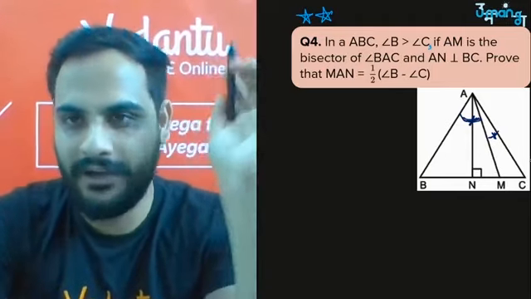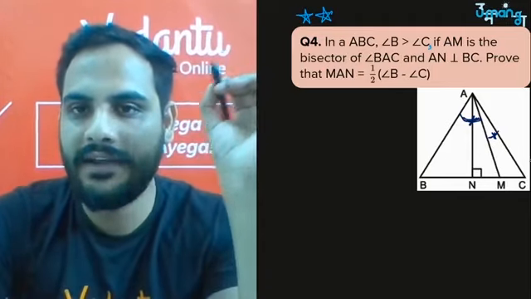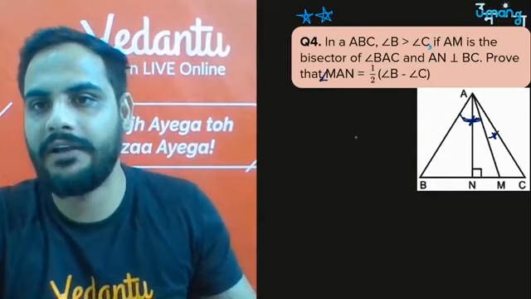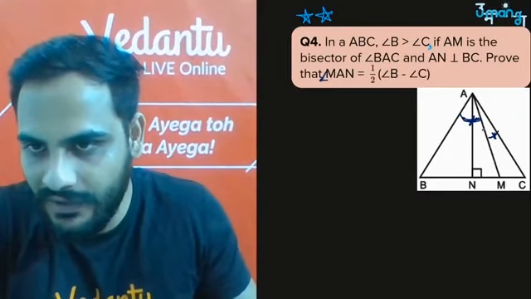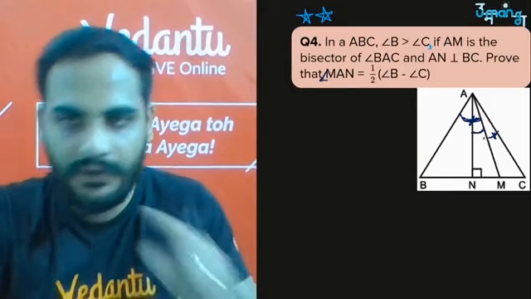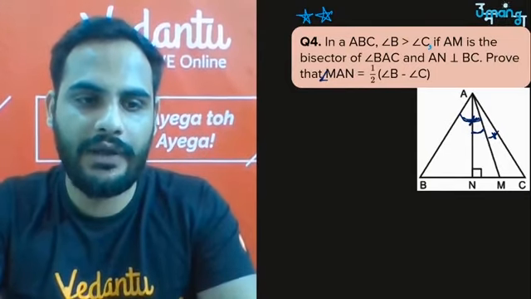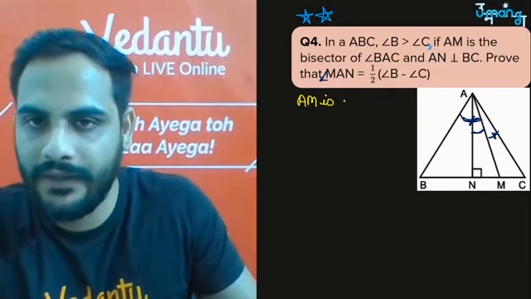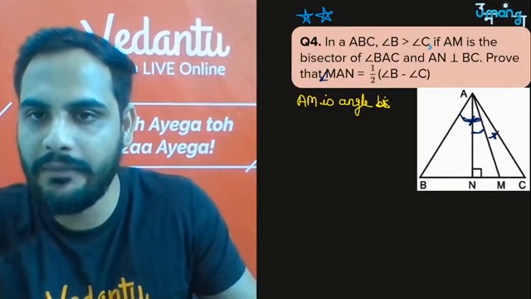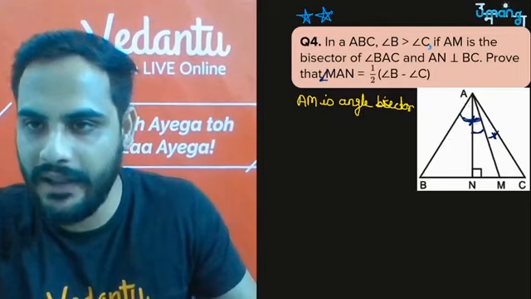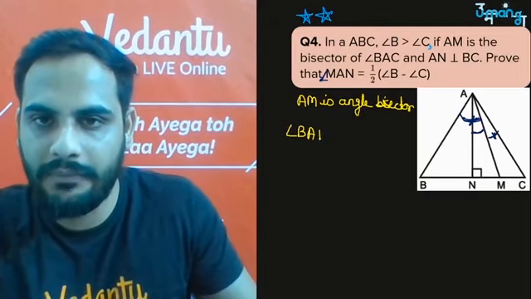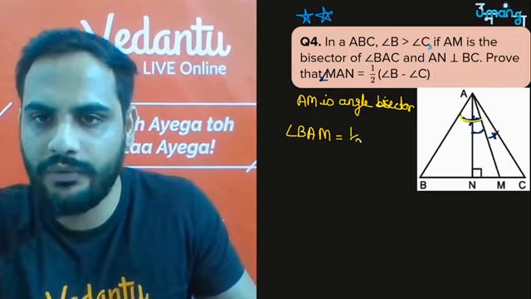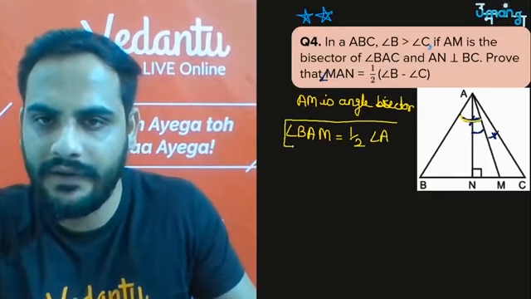Okay, and AN is perpendicular to BC. Yes sir, we can see. Prove that angle MAN is equal to half of angle B minus angle C. Now MAN is what? This angle. About this angle we have to talk now. Okay, so look, first thing I got to know is that sir, AM is angle bisector. So if it is angle bisector, I can say angle BAM will be equal to half of angle A. Obviously that is an angle bisector.